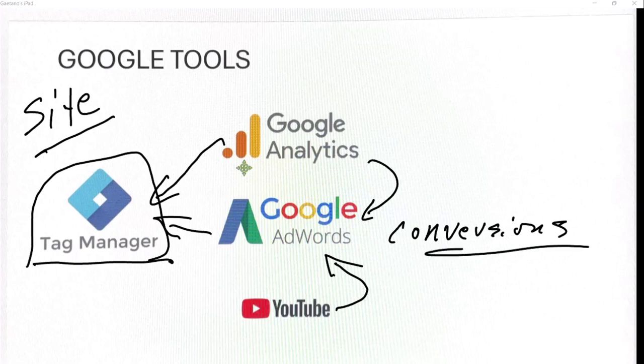Now, what is a conversion? So the new analytics is GA4, and it's all about events.